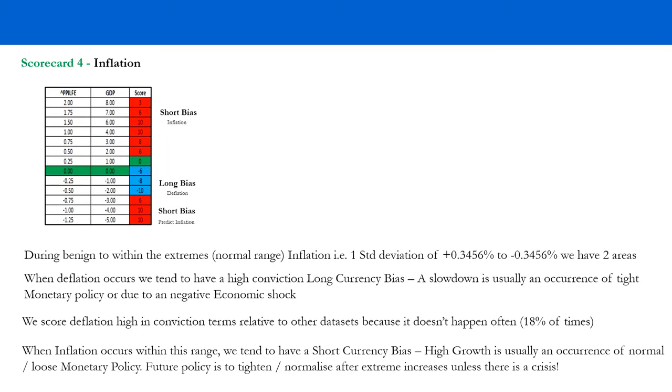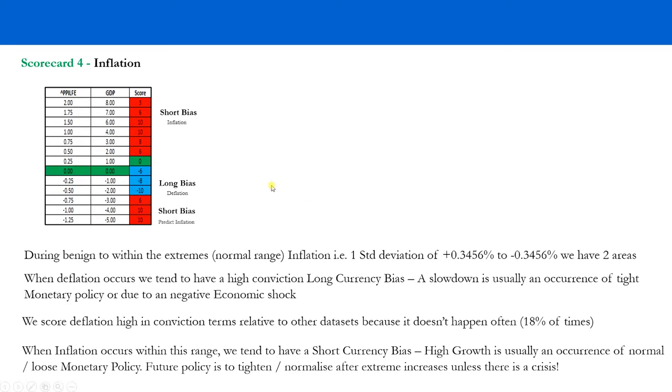And our scorecards work very similar to previous examples. As you can see, during benign to within the extremes, so normal ranges of inflation, so plus and minus 0.34%, we have two areas. We have our long bias area and our short bias area. And when deflation occurs, we tend to have a high conviction long currency bias, because a slowdown is usually an occurrence of tight monetary policy or due to a negative economic shock. And we score deflation high in conviction terms relative to other data sets, because zeroflation and deflation, so we've accounted for 0 as deflation here, doesn't happen often at all. It only happens in total in 18% of times, 18% of months.